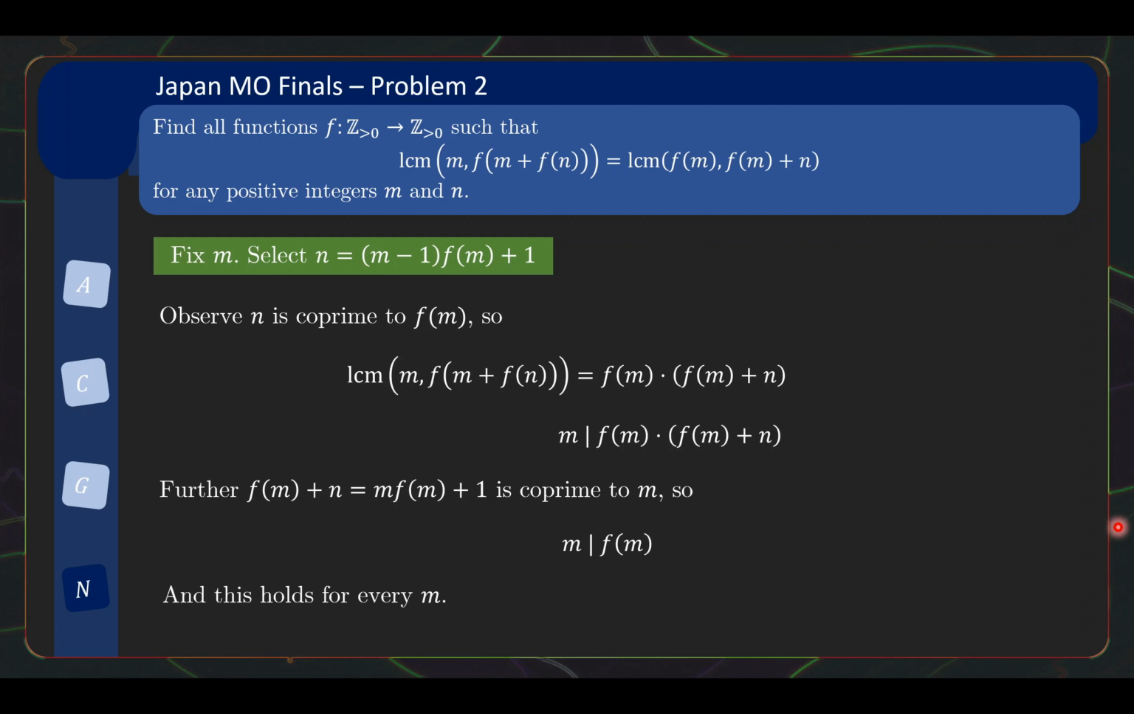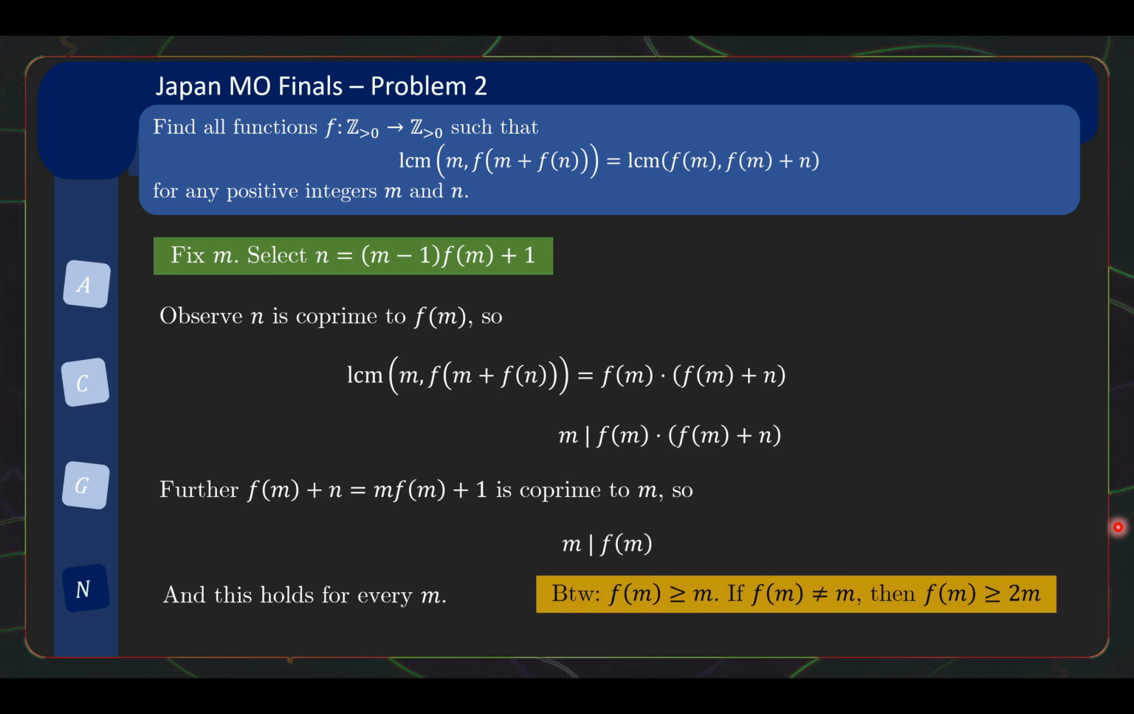And by the way, something really useful to take note of is once we have this conclusion, we also know that f(m) is therefore greater than or equal to m. That seems pretty useful. And another common fact in number theory that is frequently overlooked but really obvious is that if f(m) is not equal to m, the next multiple is already at least 2m.